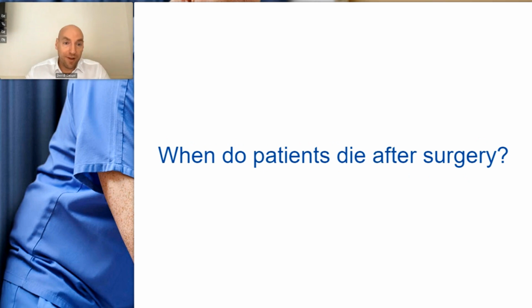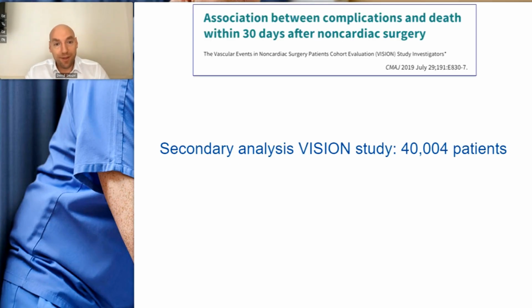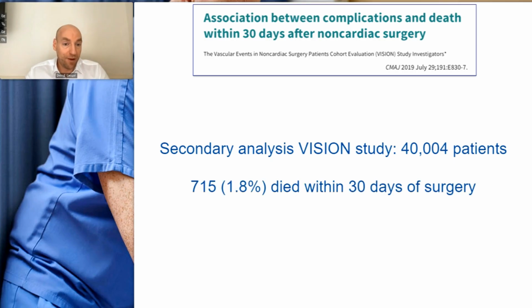An important and reasonable question then, of course, is when do patients die after surgery? Because if we speak about monitoring on normal wards, we want to know when our patients are at the highest risk. And there is an interesting secondary analysis of a large study of more than 40,000 patients addressing this question. Again, in this cohort, about 2% of patients died within the 30 days after surgery. So this is surprisingly consistent across different cohorts.